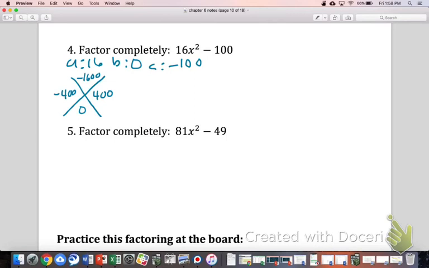No, was it 40? Wait, it's 40s. Yeah, isn't it negative 40 and 40? These are a little bit too big. So it would have been.